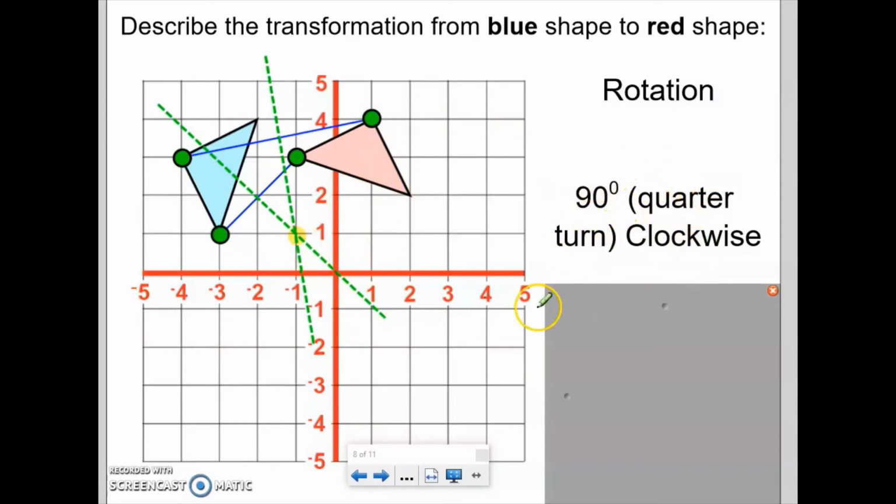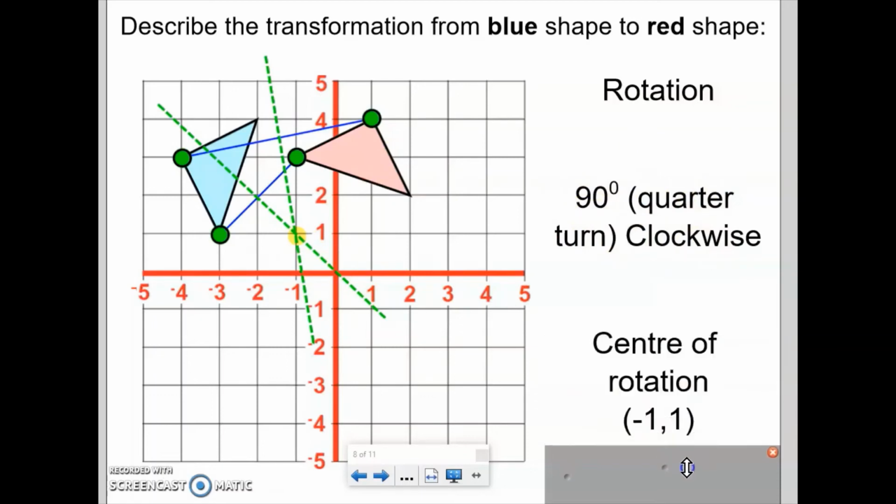And then we can also confidently state that the center of rotation is at the coordinate -1, 1, because it is at the point where both perpendicular bisectors intersect, where they both cross. And this method will work for any rotation.